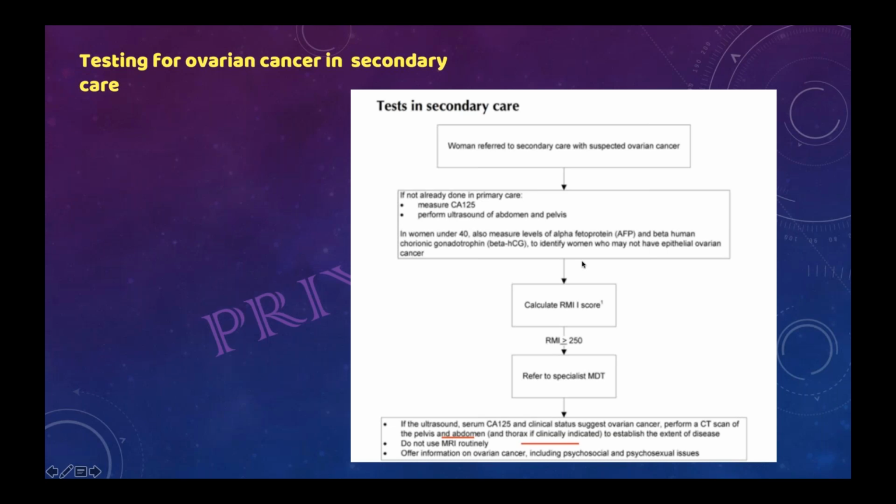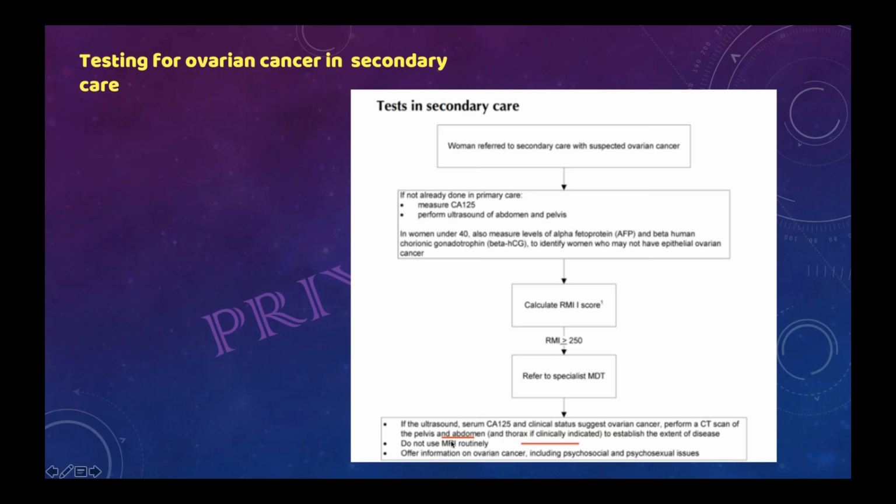Now after that, what will be done? They are calculating the RMI 1 score, and if it is more than 250, then it will be referral to the special onco MDT. Now the onco MDT will decide the next care plan.